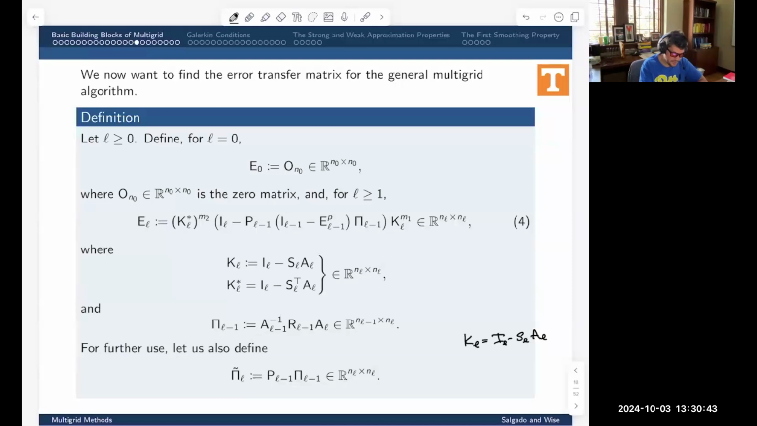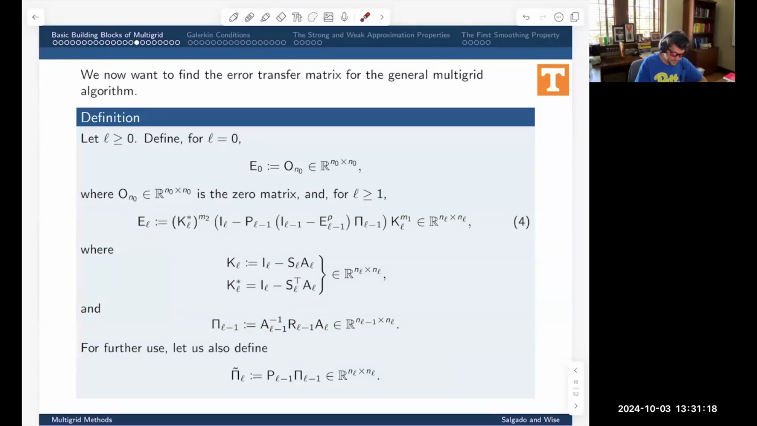Okay, the error transfer matrix for pre-smoothing, and then post-smoothing is going to be that one that comes with a star. Now, that's defined here. Error transfer matrix, I guess I should have looked ahead, but those are the error transfer matrices for the smoothing process. And if I would have just looked ahead, I would have seen that they're defined.